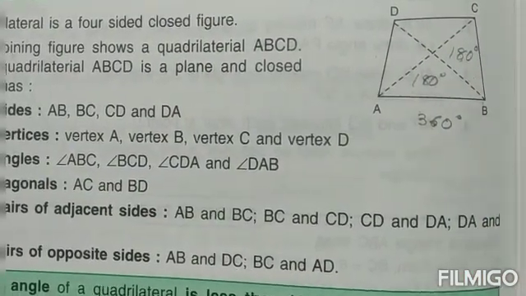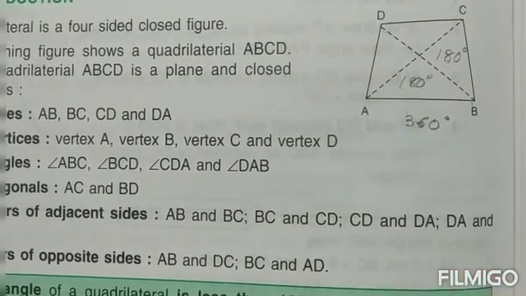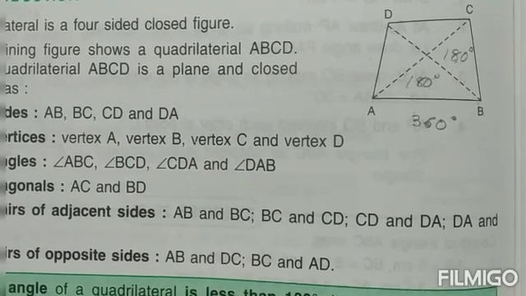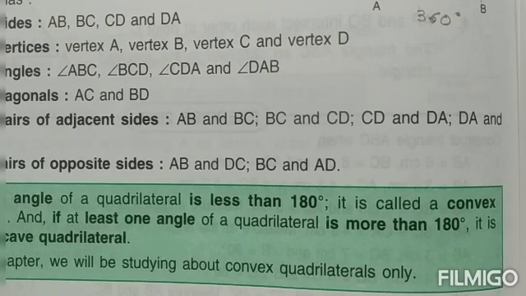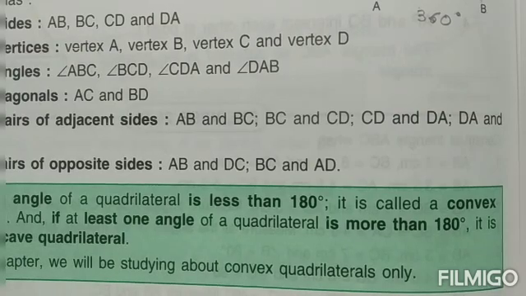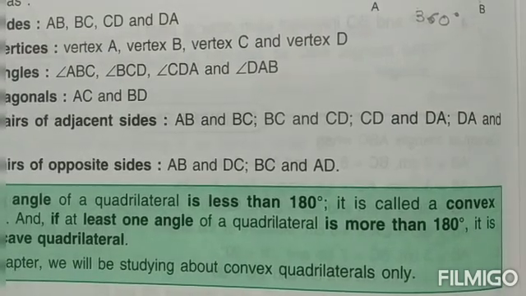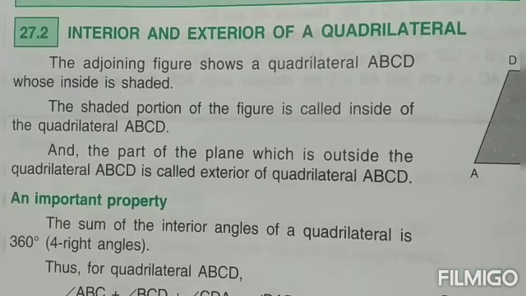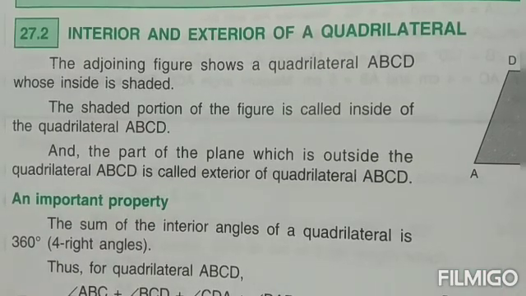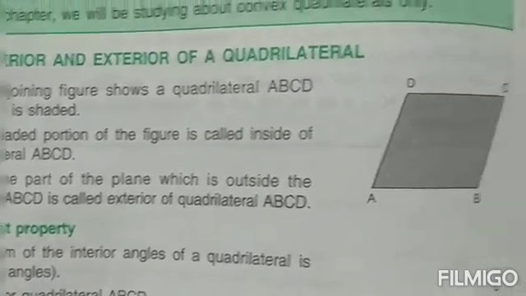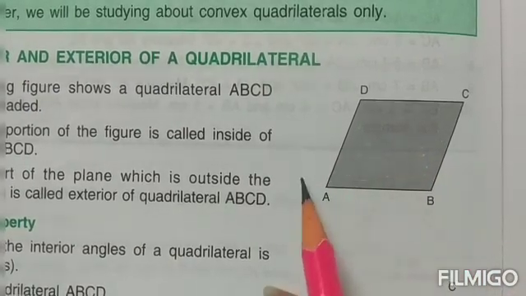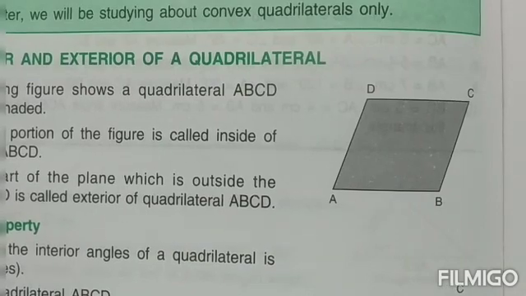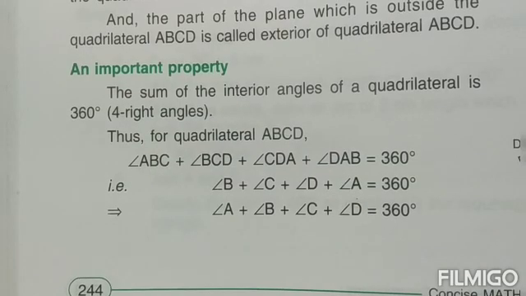Now if all the angles of a quadrilateral children are less than 180, it is called a convex quadrilateral. And if any one of the angles is more than 180, then it is known as a concave quadrilateral. Now in class 6 children, we are only going to learn about the convex quadrilaterals in detail. Next is the interior and exterior of a quadrilateral children. Interior means something which is inside a quadrilateral, like the shaded portion over here is the interior of the quadrilateral, and something which is outside the quadrilateral is known as the exterior of the quadrilateral.